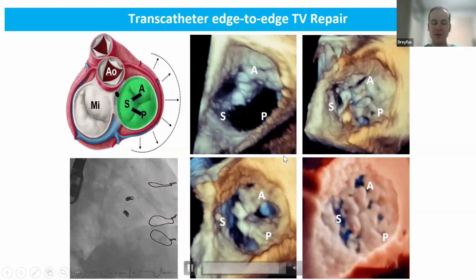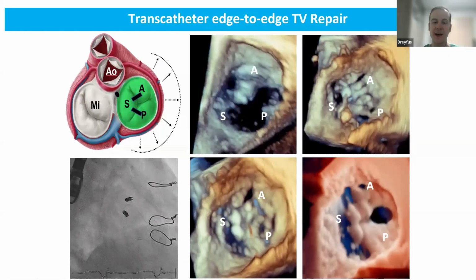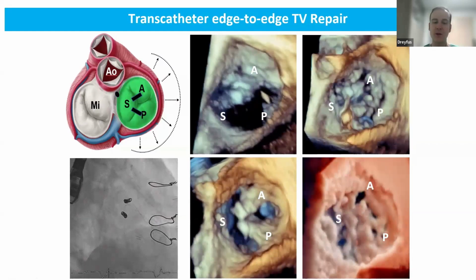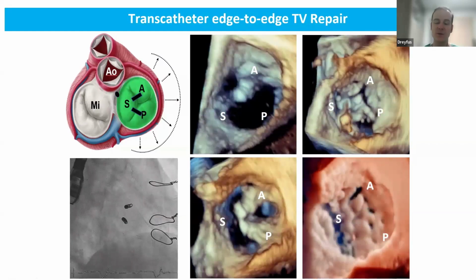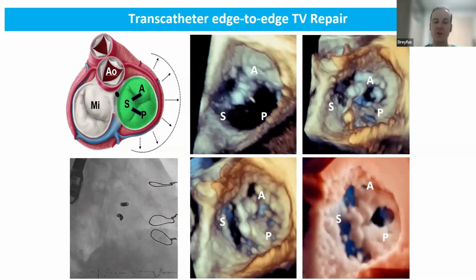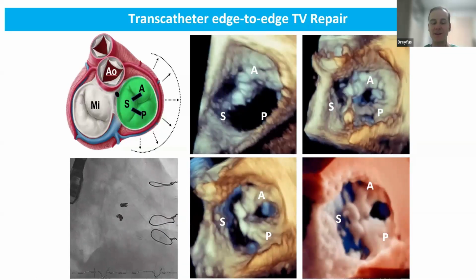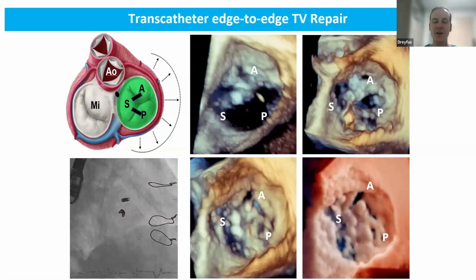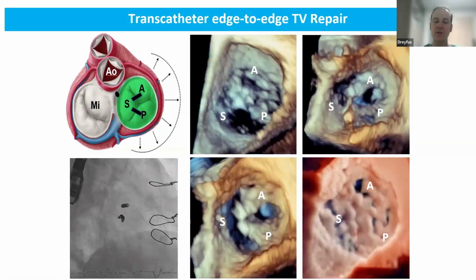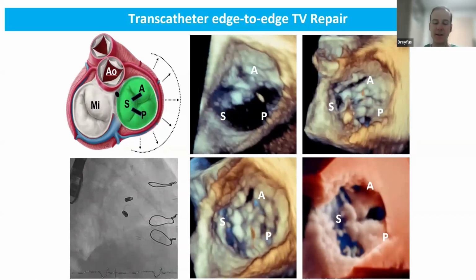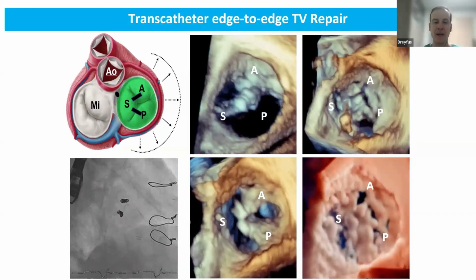And I didn't mention the fact that you always start with the anteroseptal one, because when you are doing transgastric views, if you start with the posteroseptal one, then it may prevent the echo imaging quality to perfectly see the anterior one. So always you start with the anterior and then you move to the posterior.